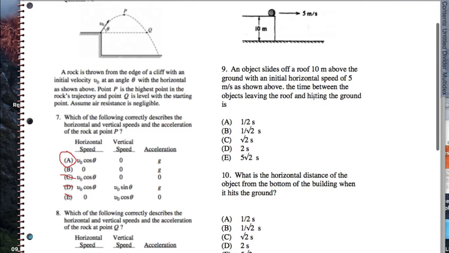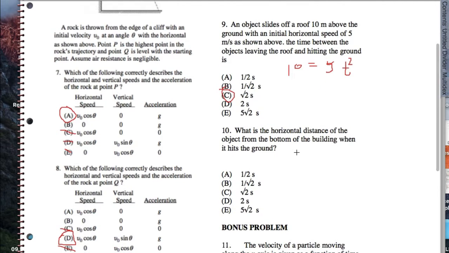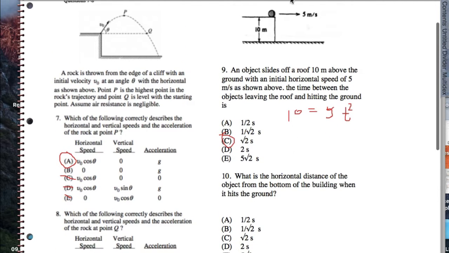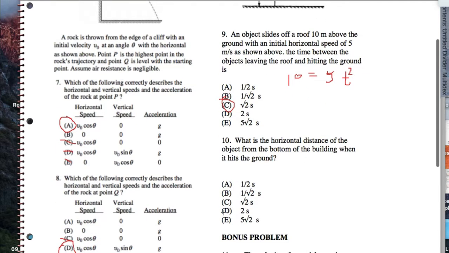Now, for number 9, an object is shot off the roof. We want to know the time between the object leaving the roof and hitting the ground. So we're going to have 10 is 1/2 g, which is 5t squared. And so the time is going to be square root of 2 seconds when we isolate t. And then the horizontal distance, that's going to be distance is rate times time, since it's the horizontal distance we're worried about. So it's going to be 5 times the square root of 2, which is choice E.